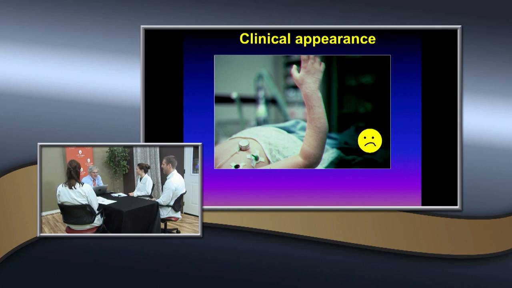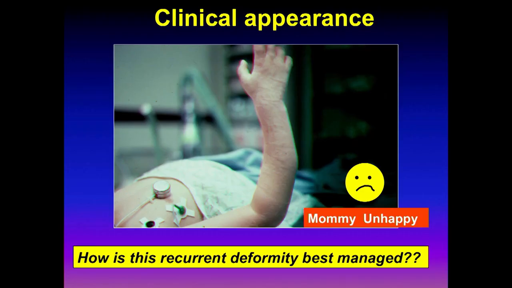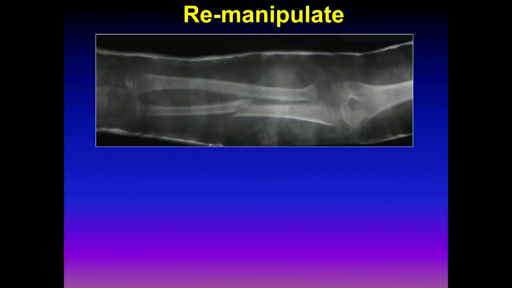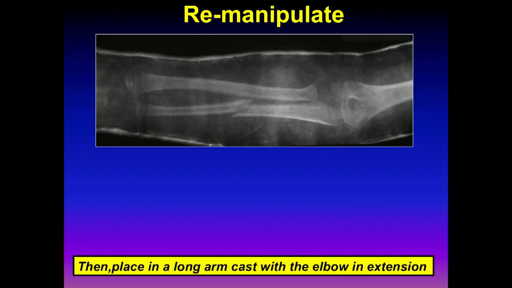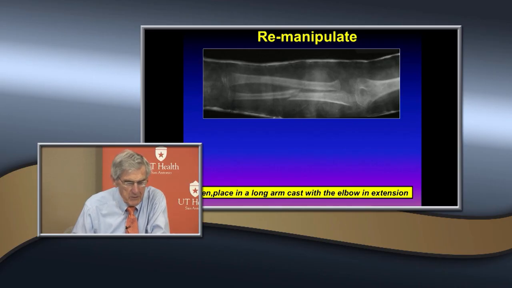You may have to remanipulate it. That's right. The mom's unhappy, so you need to remanipulate it. And you know that if you put it in a long arm cast with the elbow flexed, it may re-angulate. So, we place it in a long arm cast in extension. This was popularized by Mercer Rang about 20 years ago. Everybody says, oh, you don't do that, you always have them at 90 degrees. And he had a hard time getting it published. But it's a good mechanism, especially if you've had to remanipulate it.